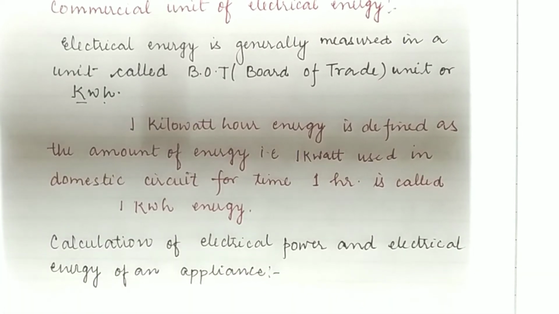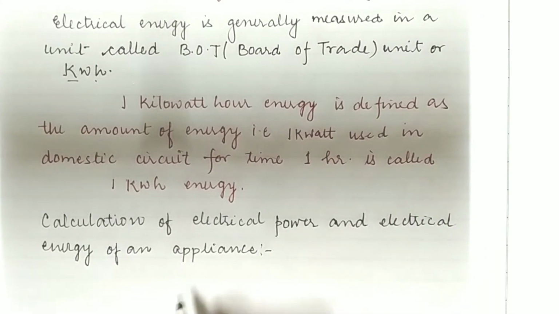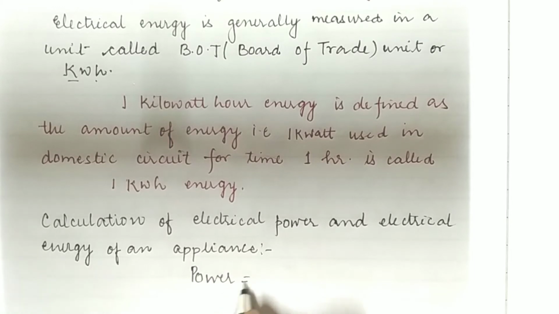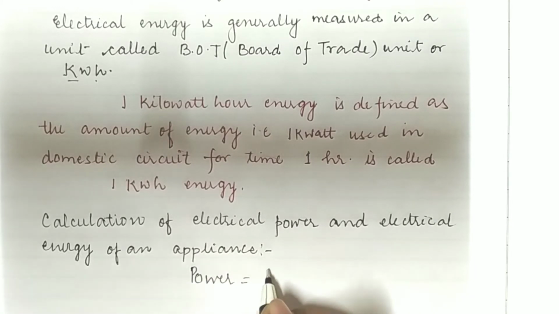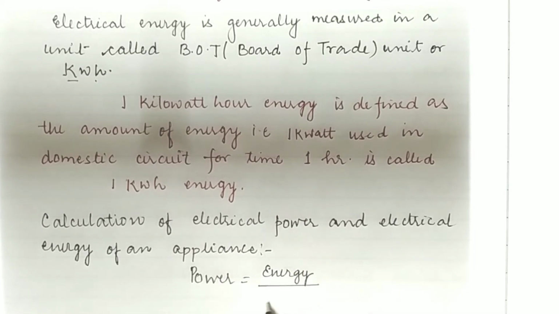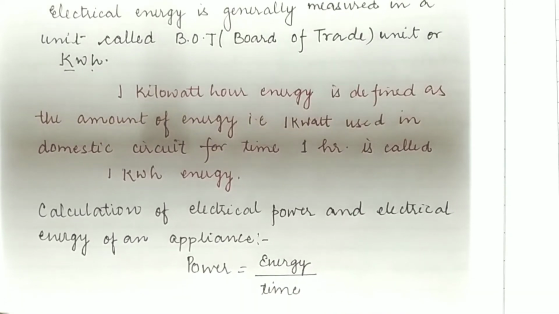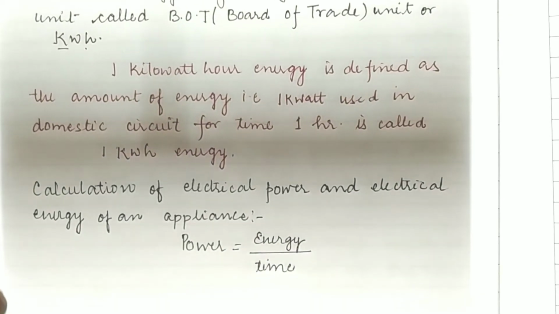So children, in order to find out electrical energy and electrical power, we know that the power of an appliance can be calculated as the ratio of the energy consumed per unit of time. Whatever amount of energy is consumed per unit of time, in this way we can easily calculate the electrical power of an appliance.